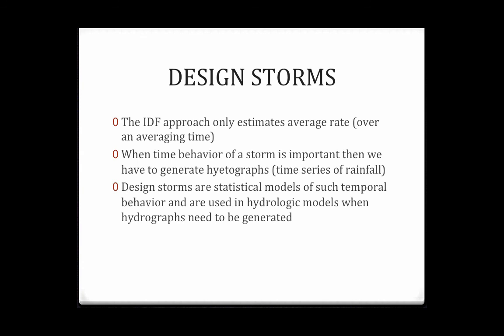There's an alternative for really small things. For parking lots, we use the rational method. All it does is estimate a peak discharge. It makes no contention on when that peak's going to occur, if that peak's going to occur, why that peak's going to occur. In that case, all we care about is average intensity, area, and some other things. But when we want to generate a hydrograph, we would use a design storm.